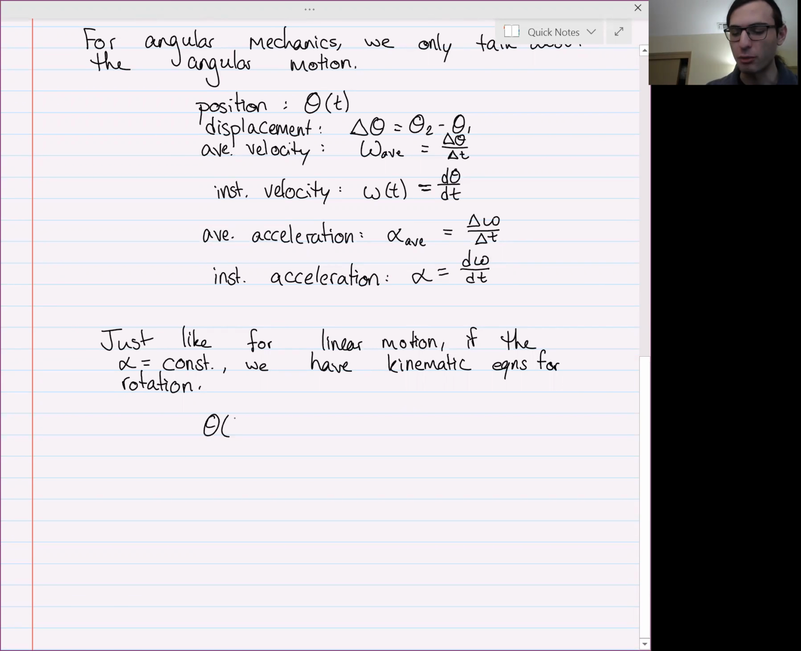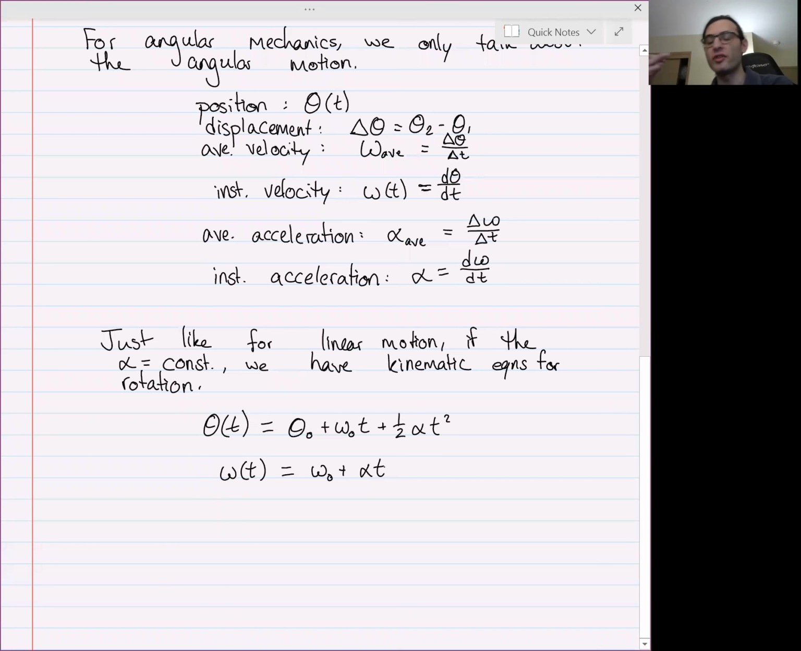for rotational motion. So we would get theta of t equals theta naught plus omega naught times t, plus 1/2 alpha t squared. So notice that it looks identical to the traditional kinematics. It's just we've replaced a with alpha, v naught with omega naught, and x naught with theta naught. That's all. And then you could write down the kinematic equation for omega, which would just be omega naught plus alpha t.